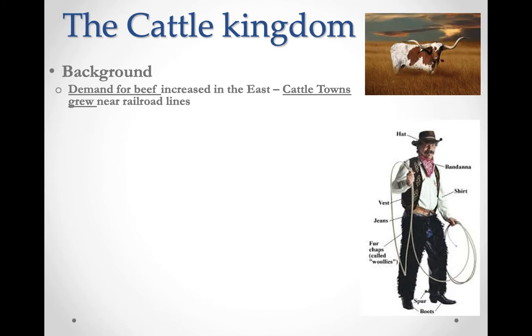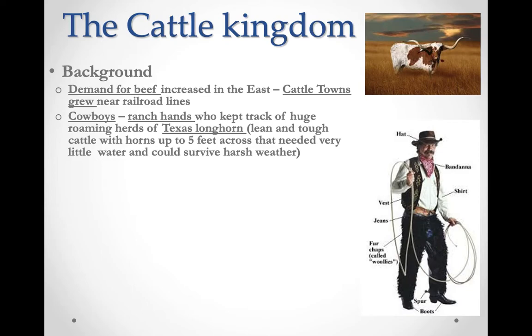As more and more cattle were raised, cattle towns developed near railroad lines so that cattle ranchers could take their cattle to trains and get them shipped back east to where the demand was occurring. As a result, a new type of employment and a new job known as a cowboy developed. Cowboys were ranch hands who helped track the huge roaming herds of Texas Longhorn on the cattle ranches and who then moved them from the ranches to the railroad lines through what are known as cattle drives.